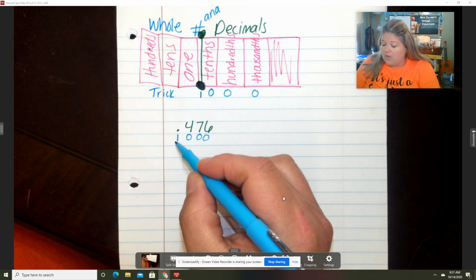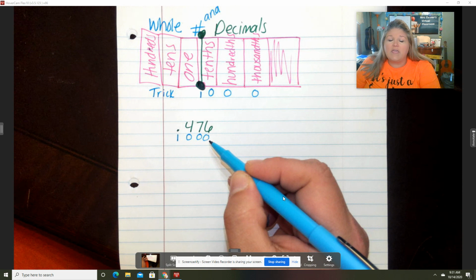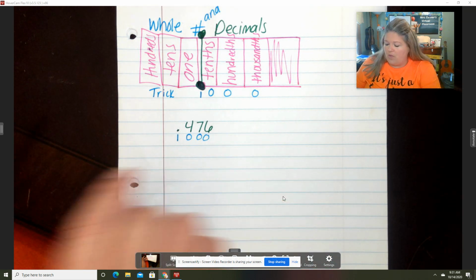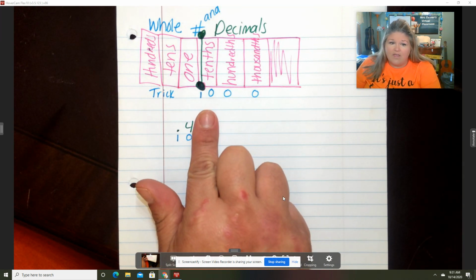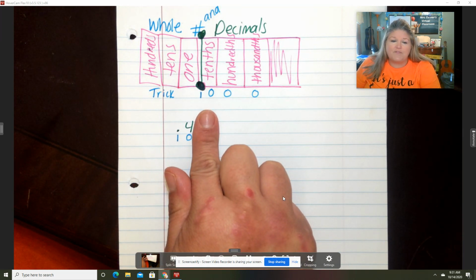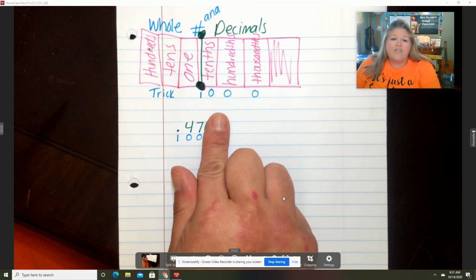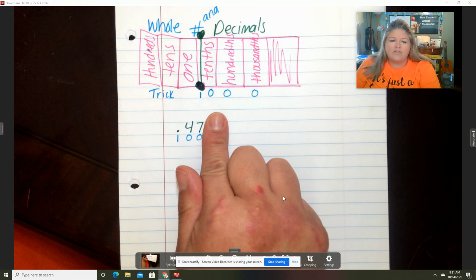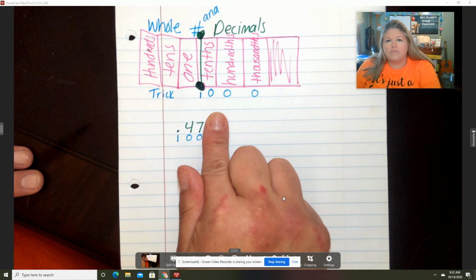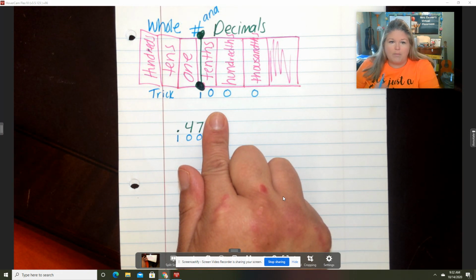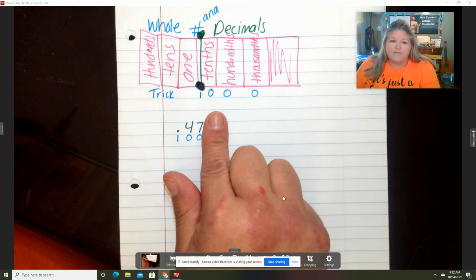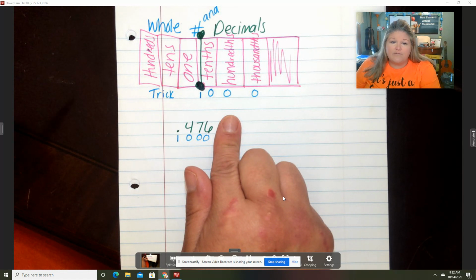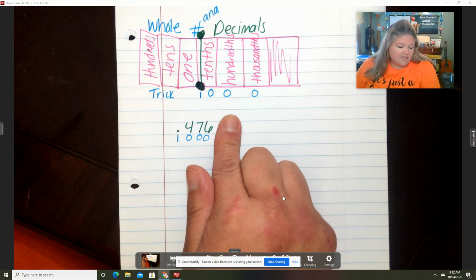That's why putting the 1 and the zeros underneath your number can help a lot, because you do this automatically. You put your 1 and your zeros. That way you can tell, okay, well, that 4 is over top that first zero, so that means it's a tenths. That 7 is over top of that second 0, so that means that it's in the hundredths spot. And that 6 is over the third 0, which means it's in the thousandths spot.